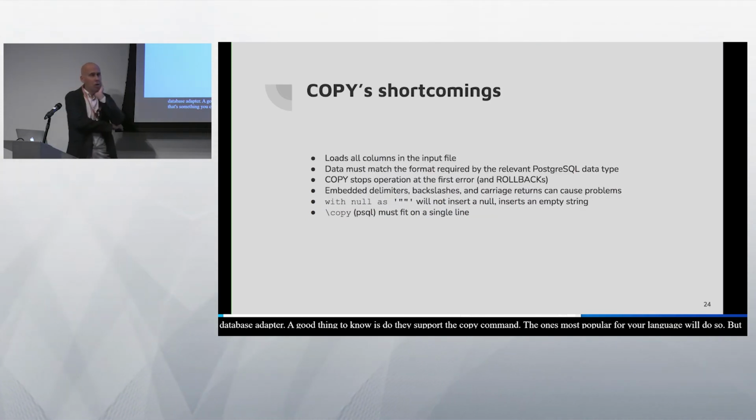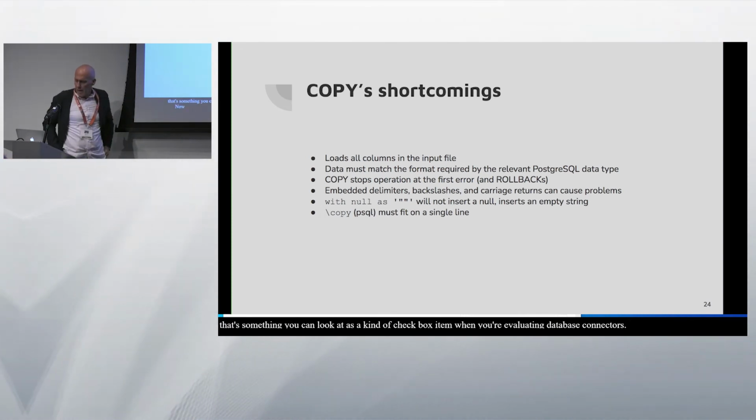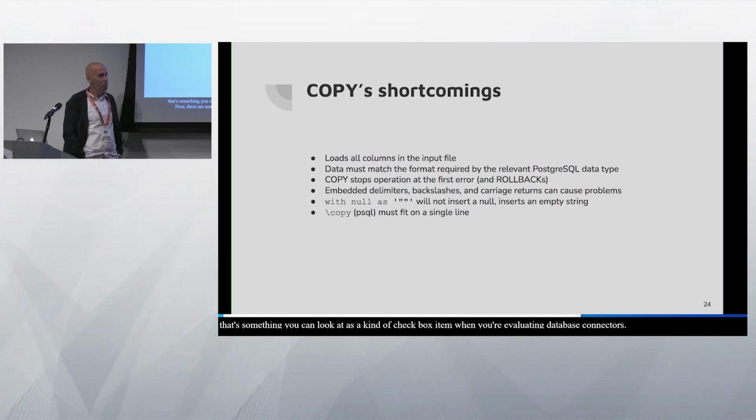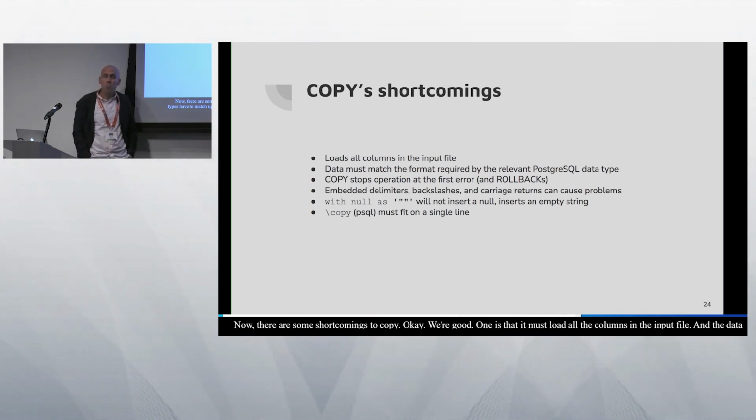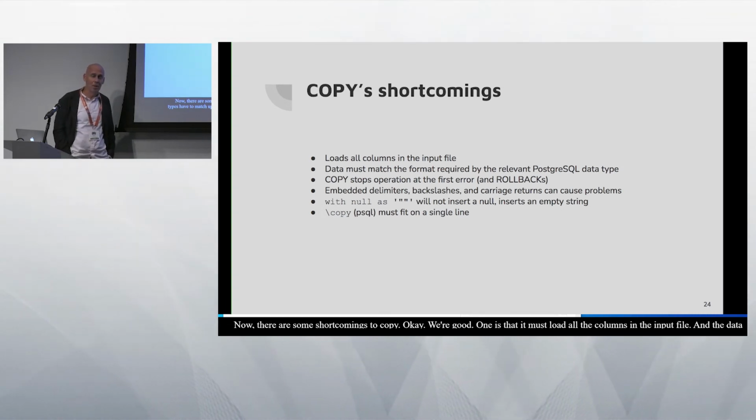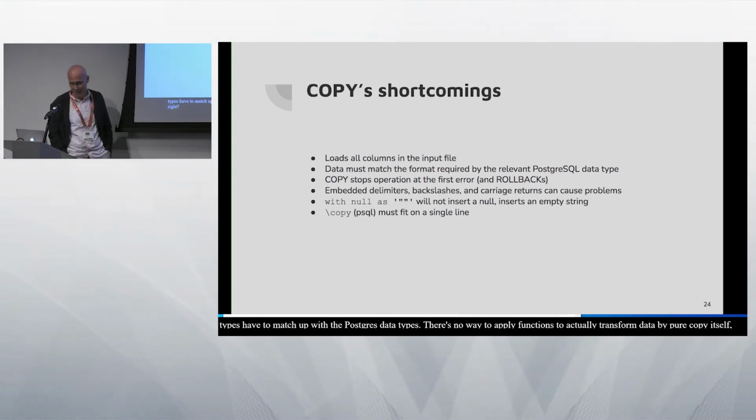Now there are some shortcomings to copy. One is that it must load all the columns in the input file, right? And the data types have to match up with the Postgres data types. There's no way to apply functions to actually transform data via just pure copy itself, right? This could be an issue at times; it can be either positive or negative actually.